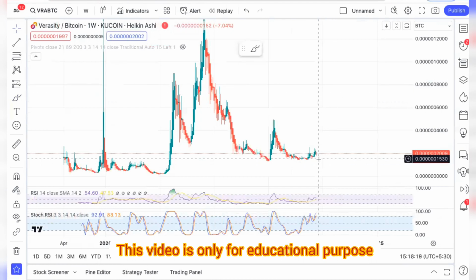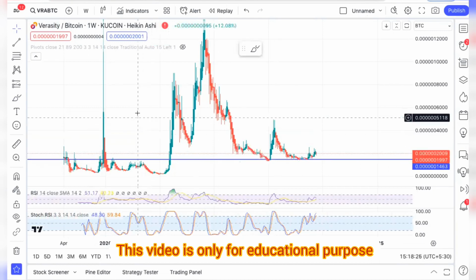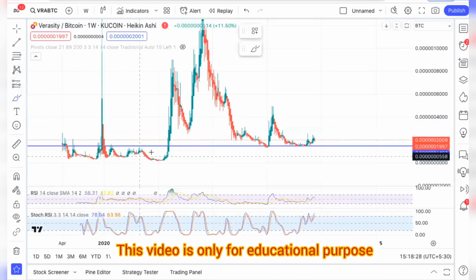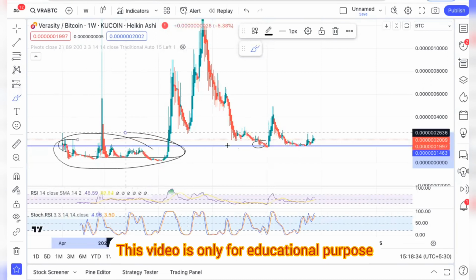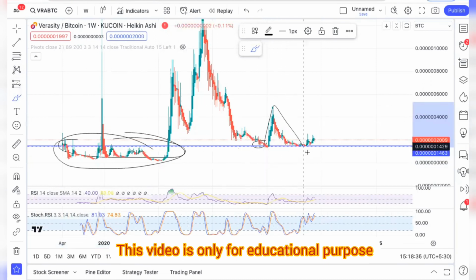So if you look at the Bitcoin pair, again, very similar. It's consolidating. It literally came down to the 2018-2019 bear market prices for VRA in the Bitcoin pair, retesting this previous resistance into support, saw a huge impulse, again came back down, and it's currently consolidating. I think it's a matter of time before we again see a huge impulse.